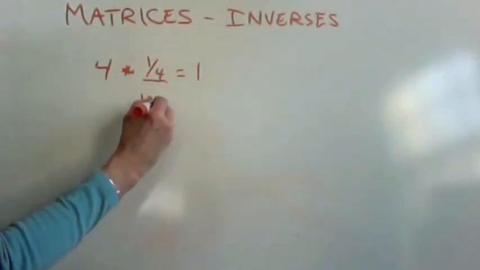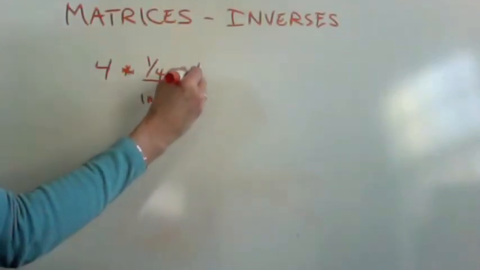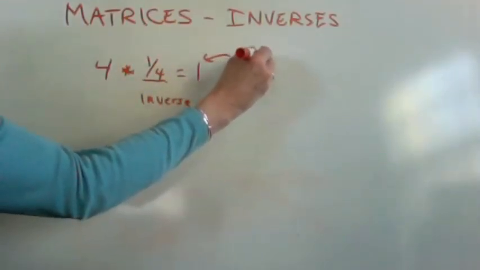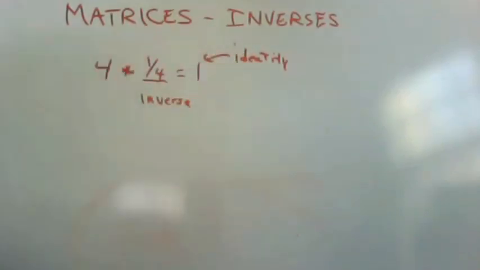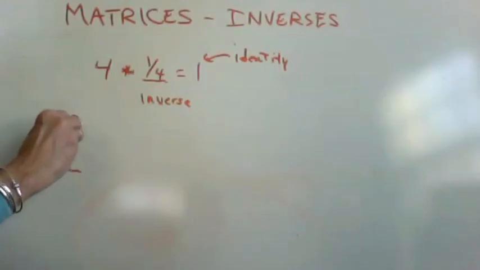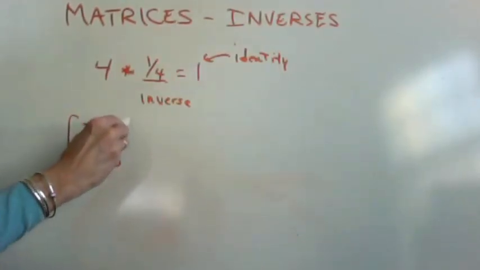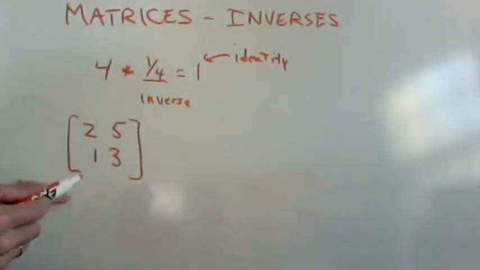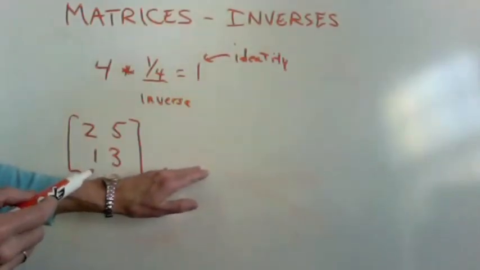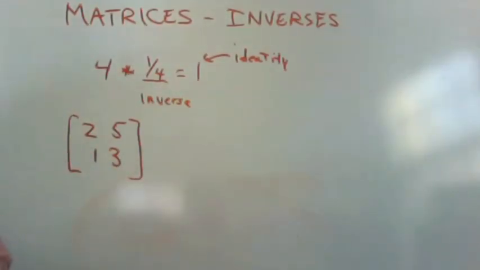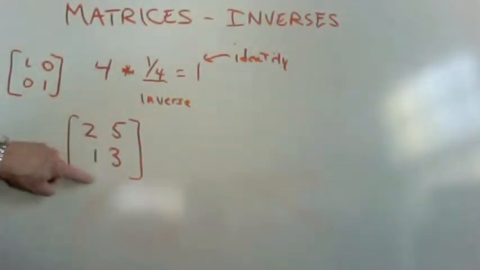This is the inverse, and this is the identity. So we have the same thing with matrices. So if I were to take a matrix 2, 5, 1, 3, I have a way of finding the inverse so that if I multiply this by its inverse, I will get the multiplicative identity. And the multiplicative identity for a 2 by 2 matrix is 1, 0, 0, 1. If I were to multiply these two together, I would get 2, 5, 1, 3. So this is the multiplicative inverse.